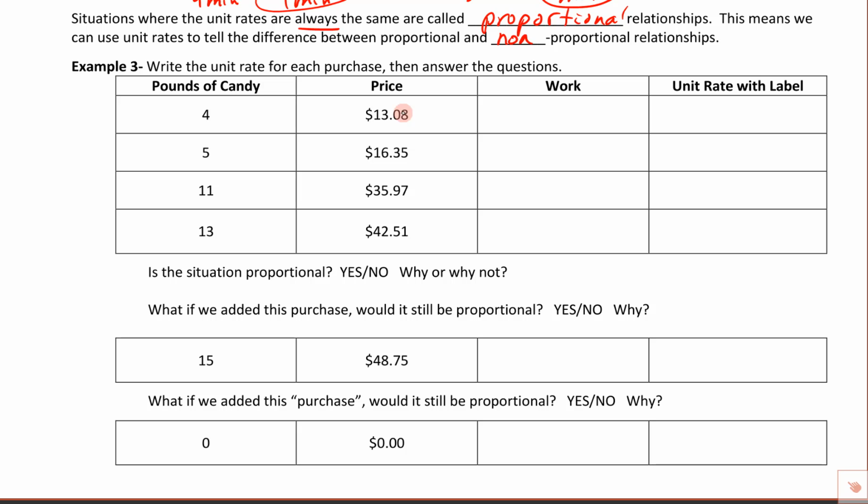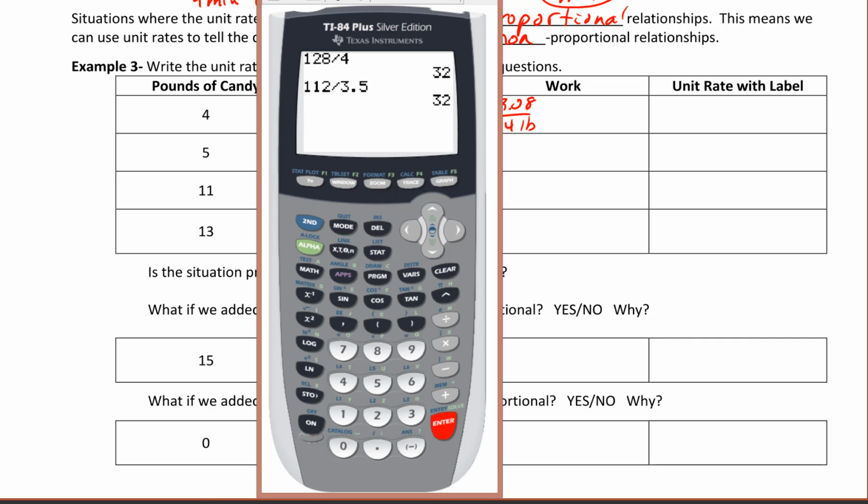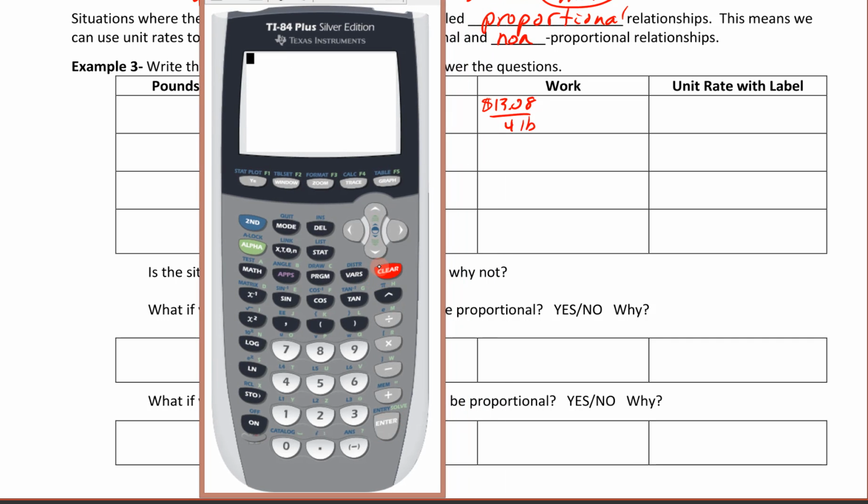4 pounds of candy costs $13.08. So we're going to do 13.08. We're going to divide that by 4. We're going to keep in mind that this was dollars and this was pounds. So this is $13.08 for 4 pounds of candy. Now we're going to grab the calculator and we're going to do the work for that. So we're going to do 13.08 and we're going to divide that by 4 and we end up with 3.27.